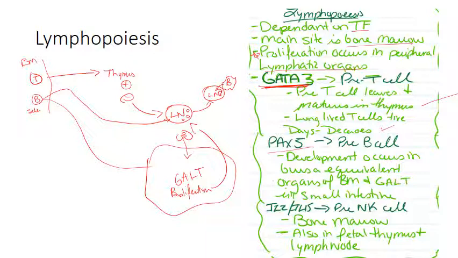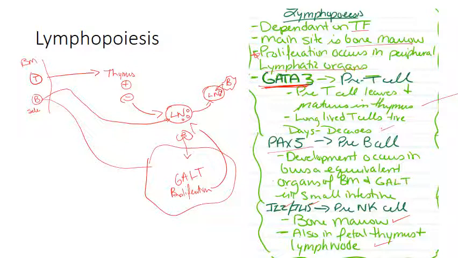So IL-2 and IL-15 actually activate the pre-NK cell. They actually encourage the CLP to become pre-NK, and that's going to be in the bone marrow, and they're also in the fetal thymus and the lymph node. NK cells are very important because they're really super cool when it comes to intracellular pathogens, either bacterial, viral, or fungal, and they will destroy the cell if the cell is infected and it puts another presentation on its cellular surface.